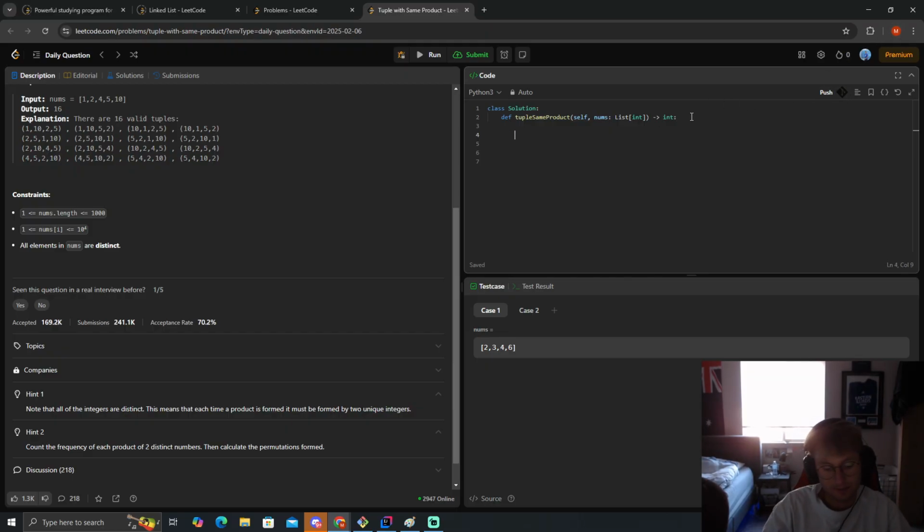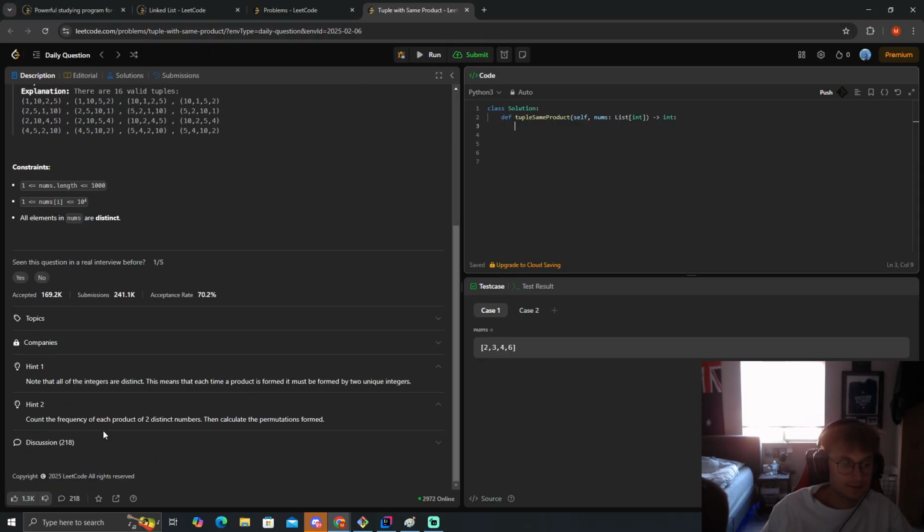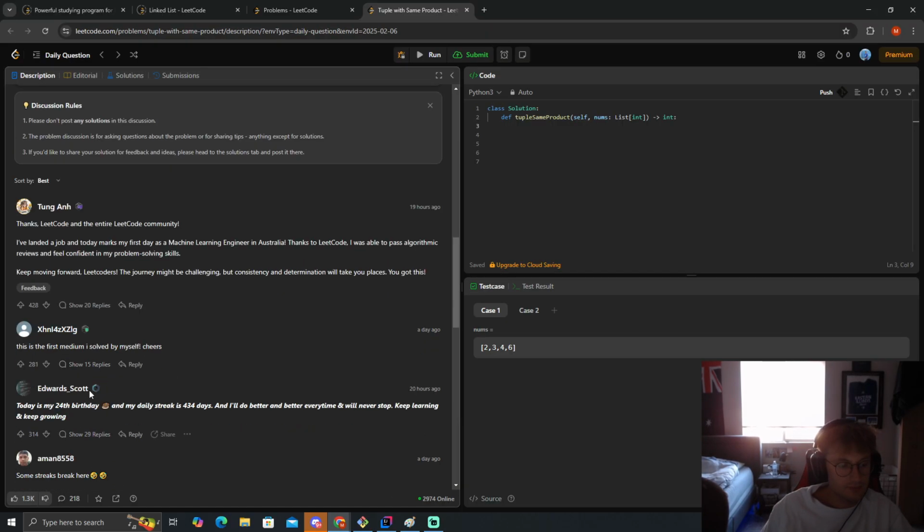I'm trying to think, would we double for loop over everything to generate all the parentheses? Would that generate all the parentheses? I don't know. See what the discussion says.